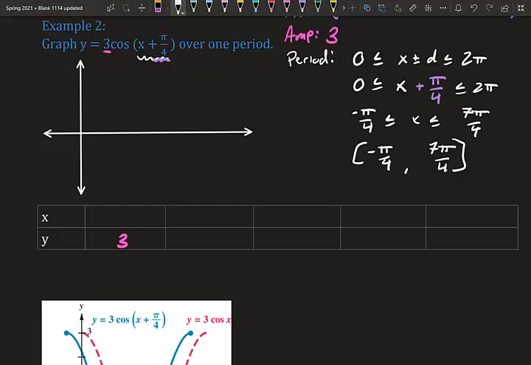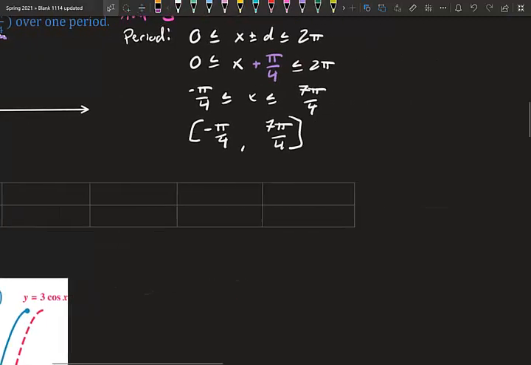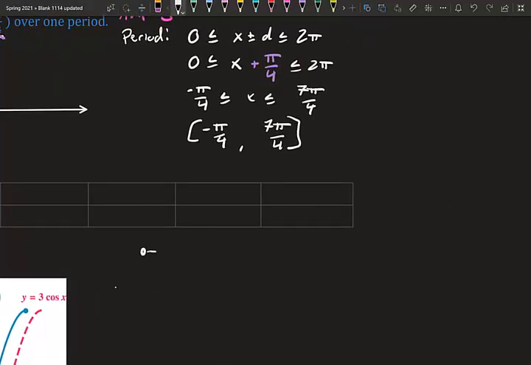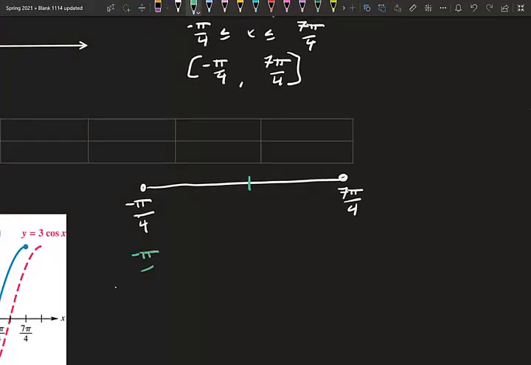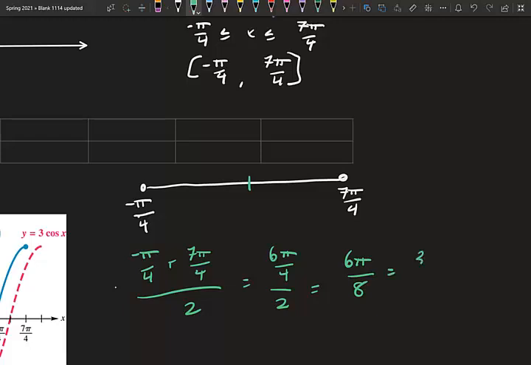Now we're going to break up our period into intervals. So we have negative pi over 4, 7 pi over 4. Let's go ahead and find our middle one. So negative pi over 4 plus 7 pi over 4, divided by 2. We get 6 pi over 4 divided by 2. So that's 6 pi over 8, and we get 3 pi over 4.